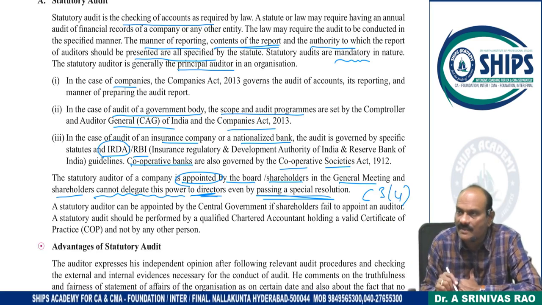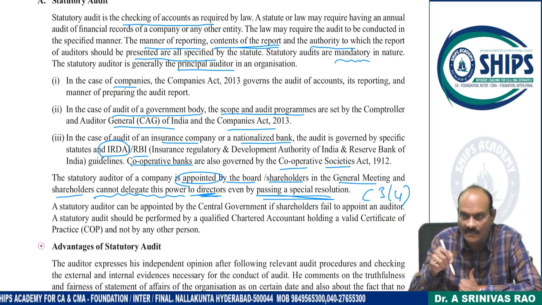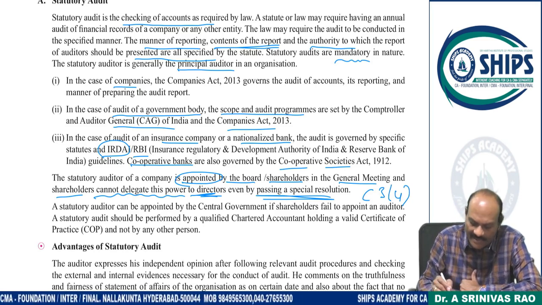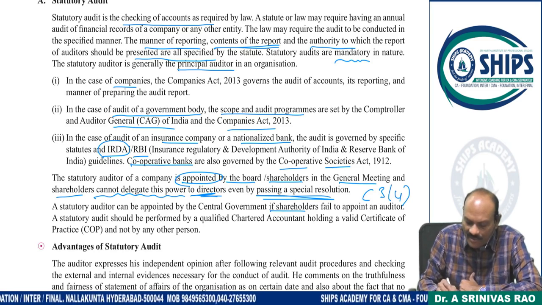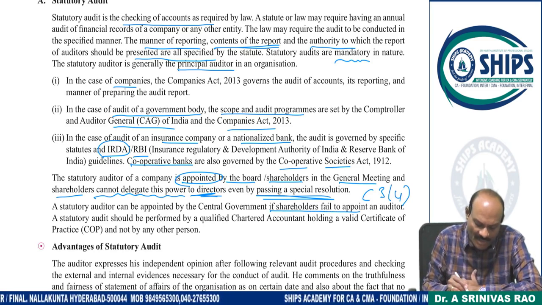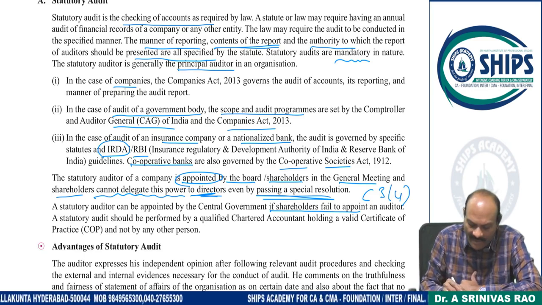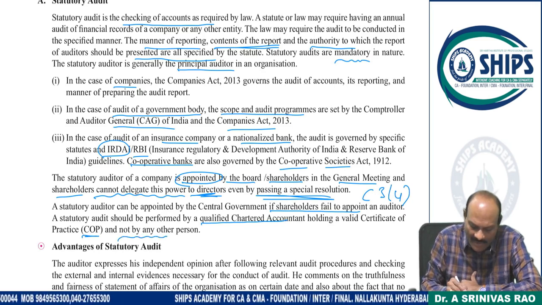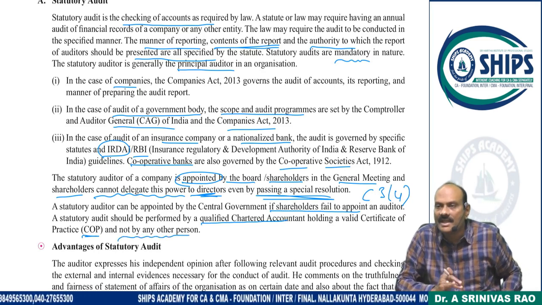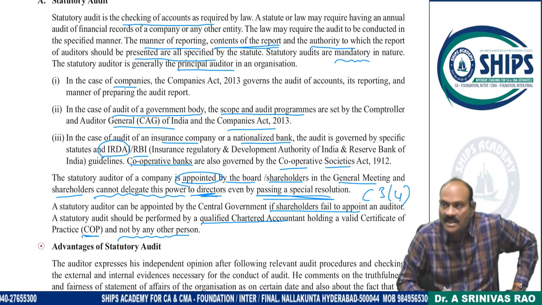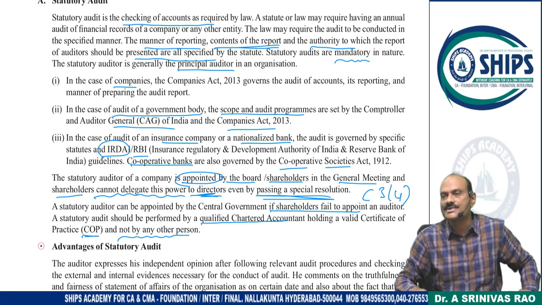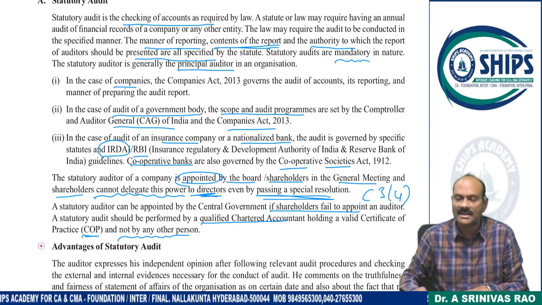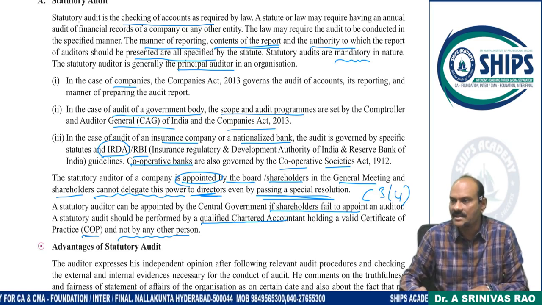Based on this, a true or false question may come. An application-based question can also be generated. So, do remember this line. A statutory auditor can be appointed by the central government if the shareholders fail to appoint the auditor. A statutory audit should be performed by a qualified CA holding a COP and not by any other person. In case of a statutory audit, the audit is always by a qualified competent official. An incompetent person, a senior accountant other than a CA, cannot do any audit work in case of a company.